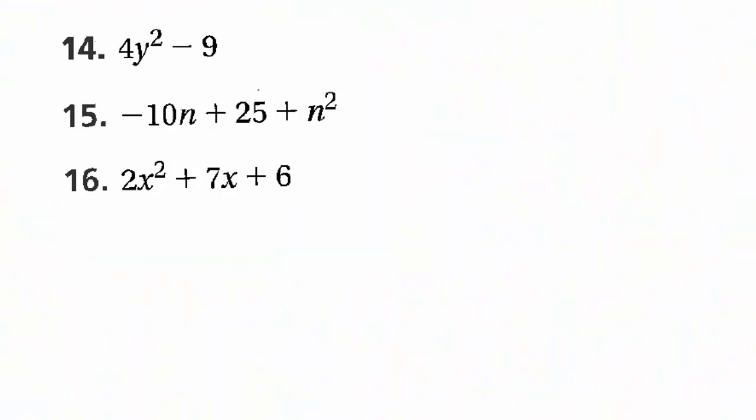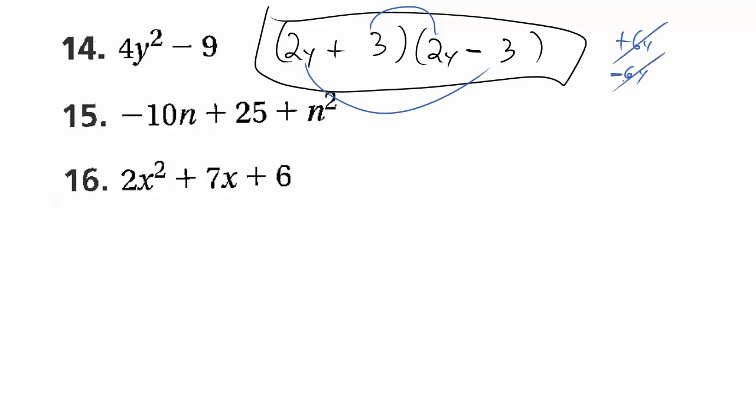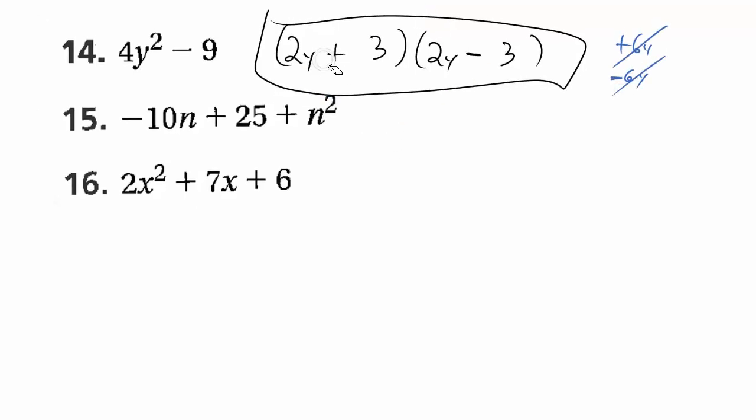14 you should recognize as a difference of perfect squares. So your favorite way to get a 9 is 3 times 3. Favorite way to get a 4 is 2 times 2. And then you just alternate the signs. Notice that I can check why there's no y term, because it cancels out right there.